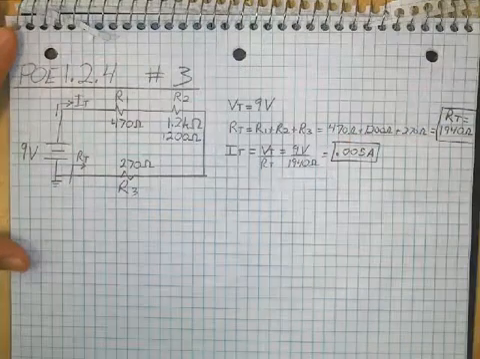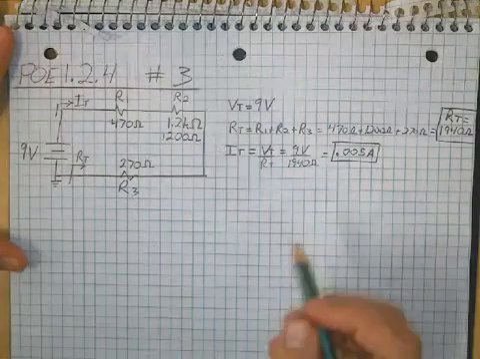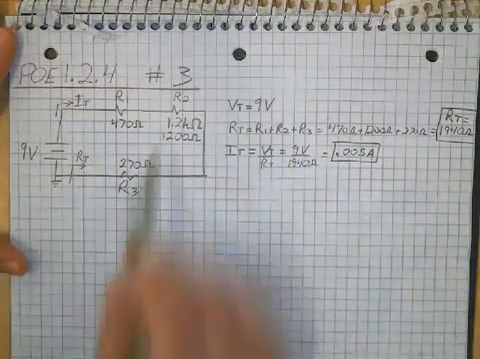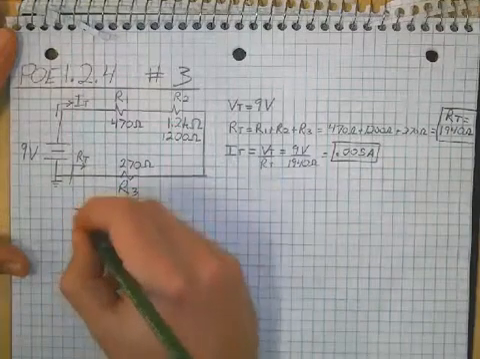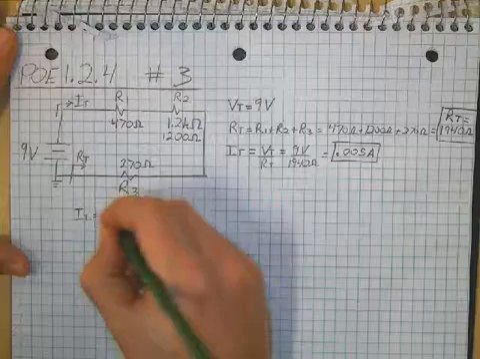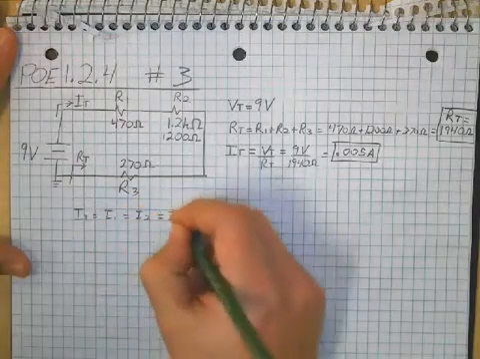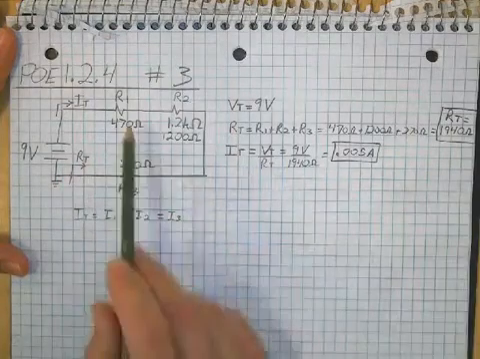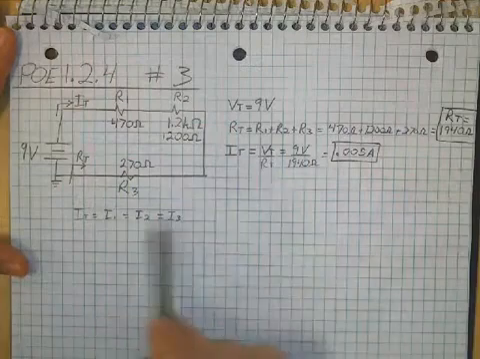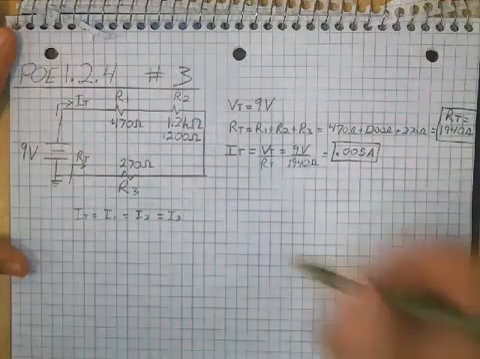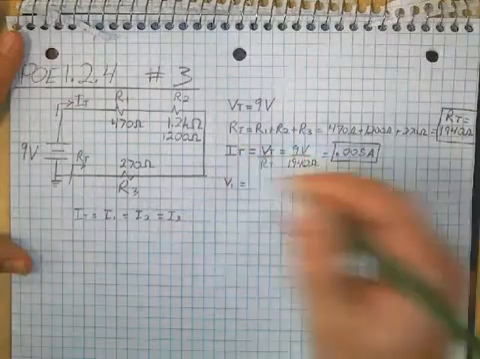That's our IT. Now that we have IT, knowing our rules for a series circuit, we know that IT is equal to I1 is equal to I2 is equal to I3. So using that information, we have R1, R2, and R3, and we figured out IT, which is the equivalent current all the way through. So we can use Ohm's law once again to find V1, V2, and V3.